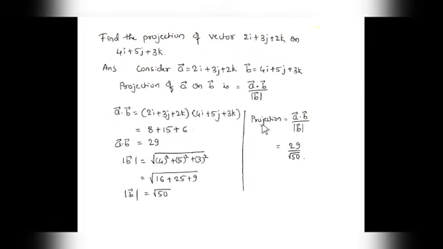Now according to this formula, the projection of vector A on vector B is vector A dot vector B divided by magnitude of vector B. Vector A dot vector B is 29 divided by magnitude of vector B, root 50.